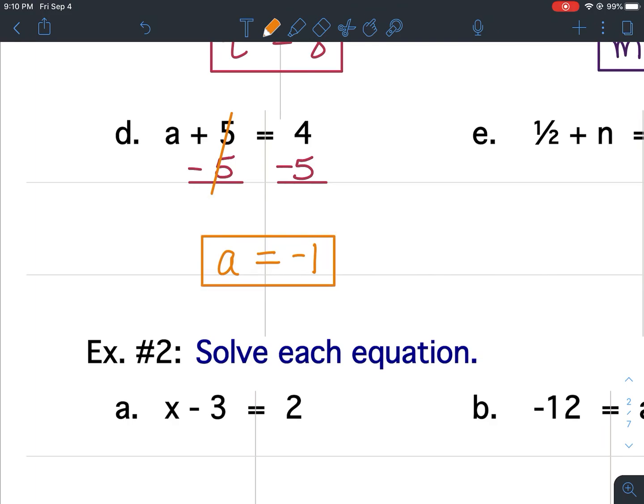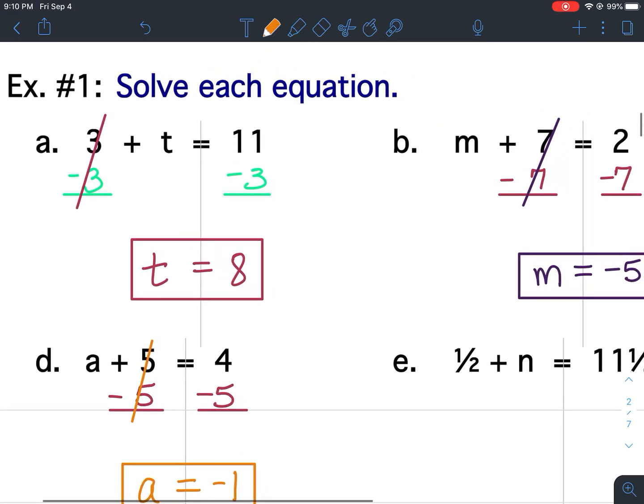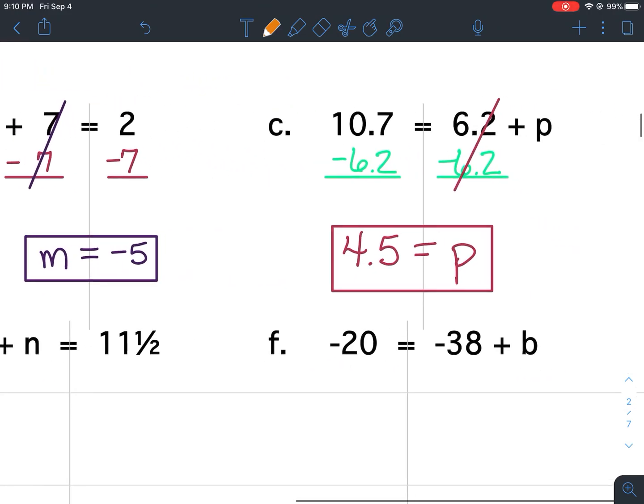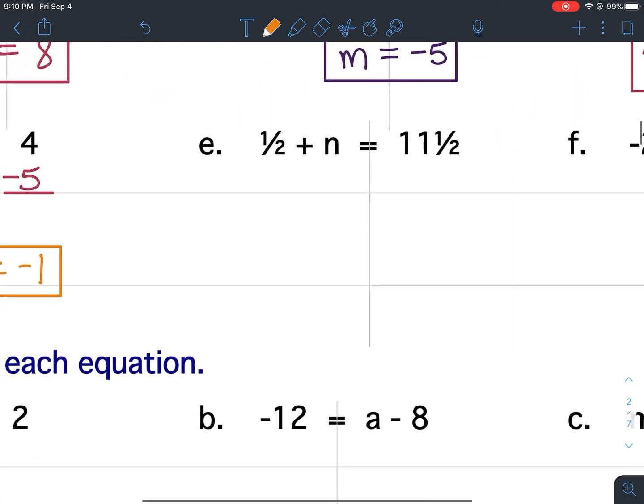I know when we did the integers lesson, I told you weren't allowed to put negative signs in your calculator. That's not the case for this one. To make sure you're correct, I would love for you to try to do the math in your head first, but then make sure you're correct by putting it in your calculator. So if I was going to put this in your calculator, I would simply put 4 minus 5. For A, I would put 11 minus 3. B, I would put 2 minus 7. C, I would put 10.7 minus 6.2. So put them in your calculator and check your answers.